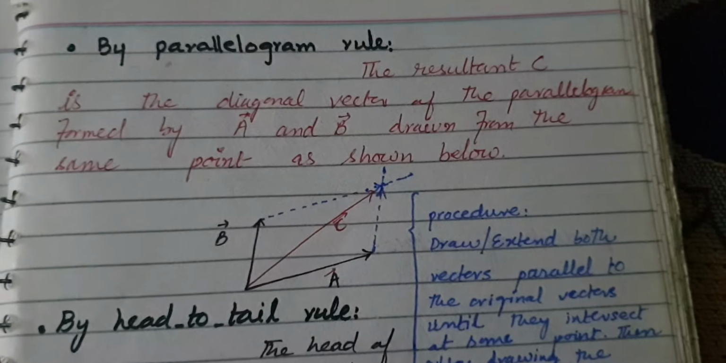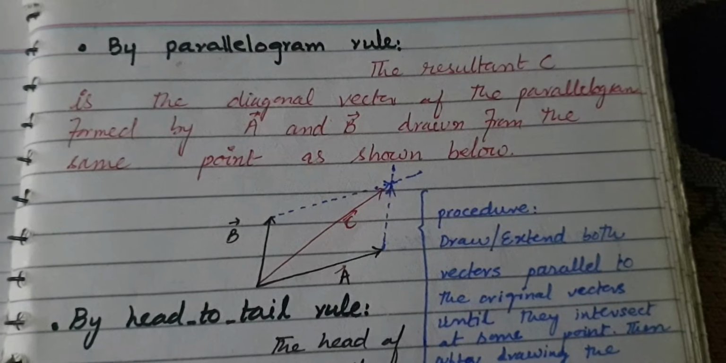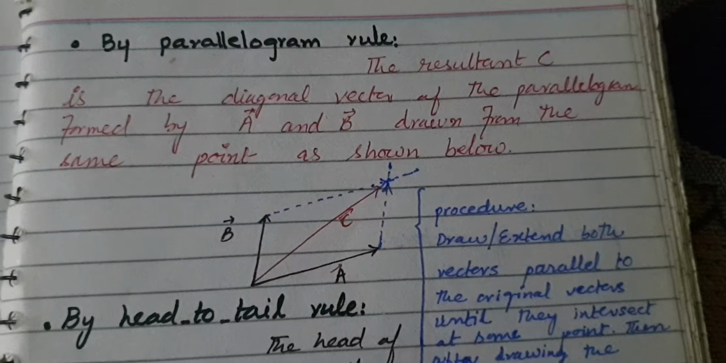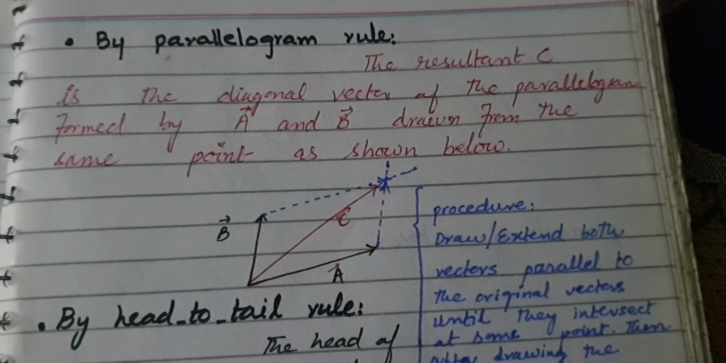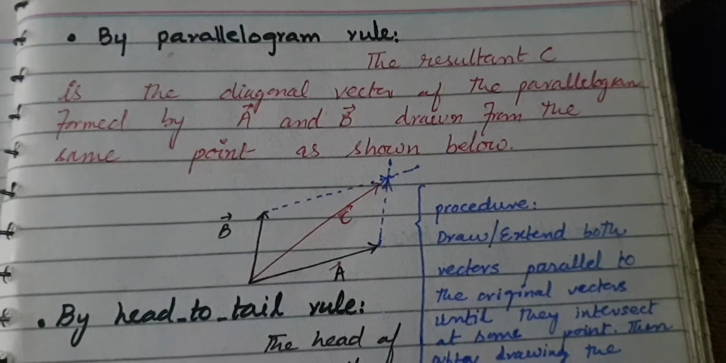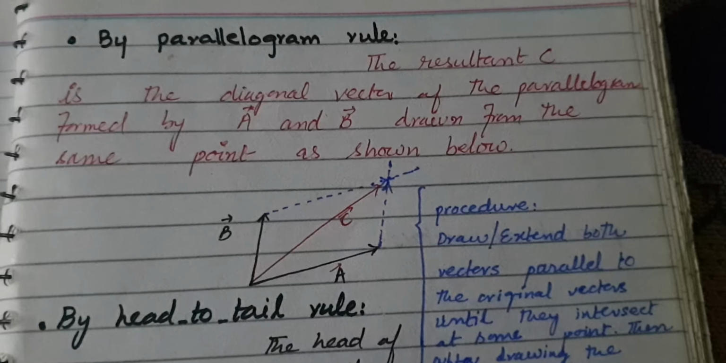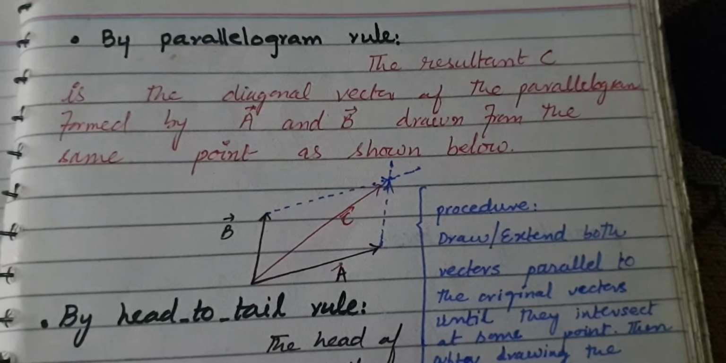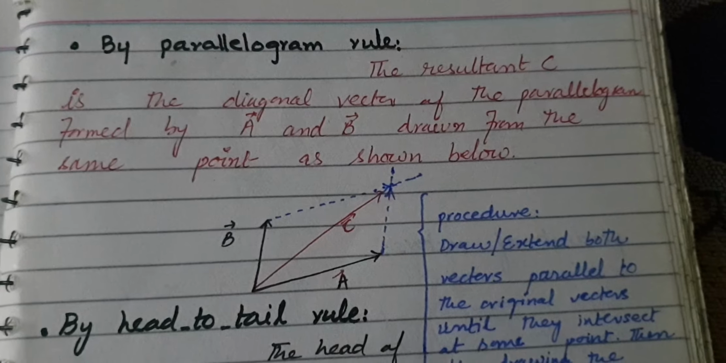Okay, let's see how we can add two or more vectors. So usually the head to tail rule is used for adding any number of vectors. The best way is first add any two vectors and then add the third vector into their resultant, and in this way we can add n number of vectors.